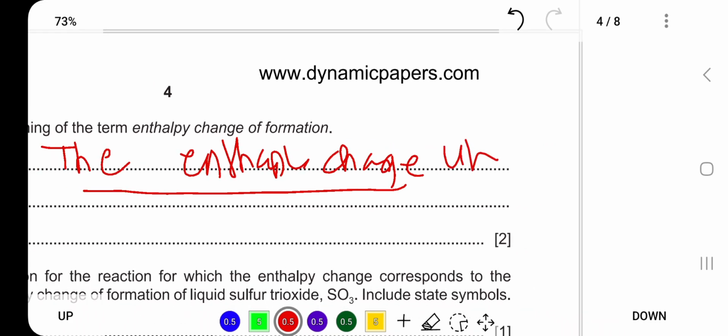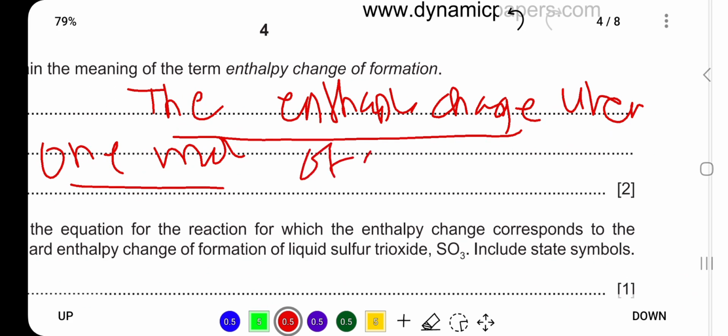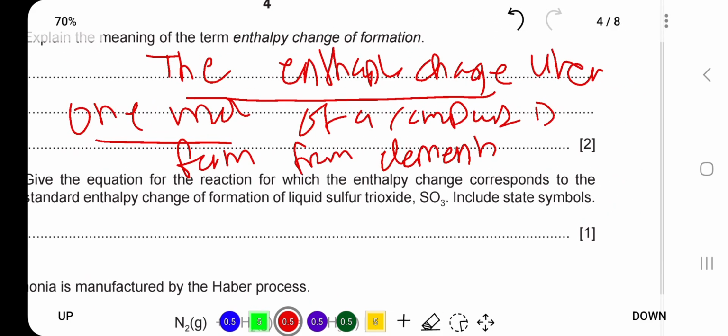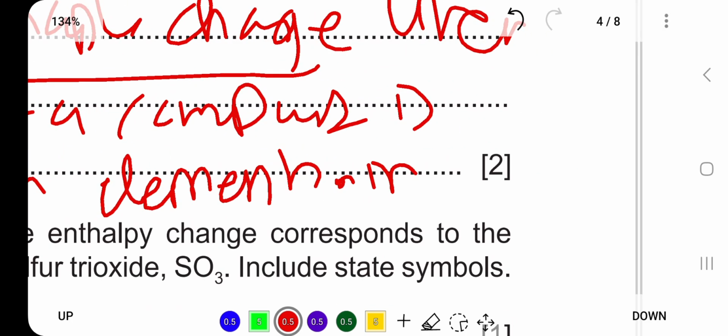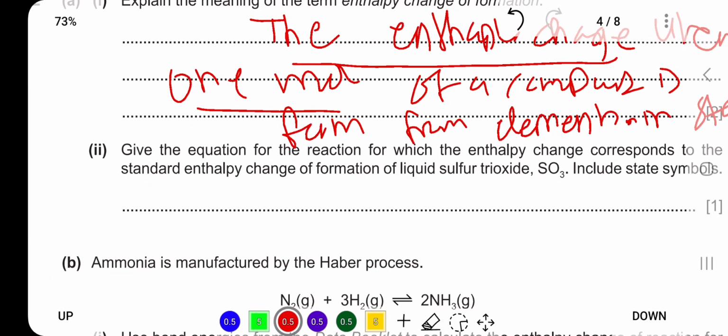It's the enthalpy change when 1 mole, again, very, very important, when 1 mole of a compound is formed from elements. That's the end of the mark scheme, but also add in from elements in standard states. Great. You should learn it.